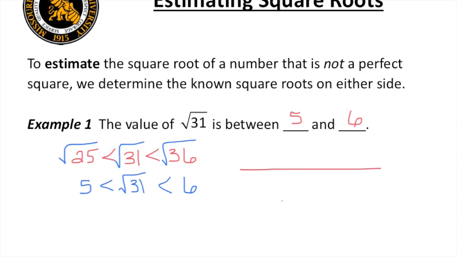Furthermore, since 31 is approximately half the distance between 25 and 36, notice there's 6 units between 25 and 31 and 5 units between 31 and 36. So since 31 is approximately half the distance from 25 to 36, we can conclude that the square root of 31 is approximately half the distance between 5 and 6, which means that it's approximately 5.5.